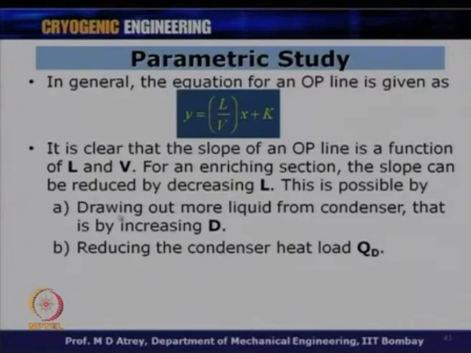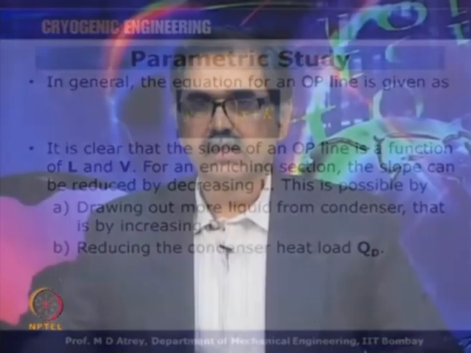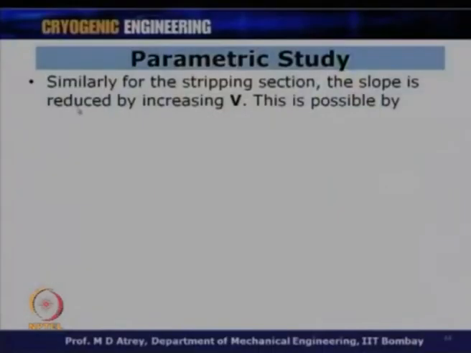So, now let us see how these things happen on the Excel sheet. Let us come back to the Excel sheet to understand this. So, we will see this effect, and similarly this can be understood for the stripping section also. So, in the stripping section, the slope is reduced by increasing V. So, I can control the slope now depending on what I do on the boiler. So, Q_B is the heat which is supplied to the boiler. The slope can be reduced by increasing V.